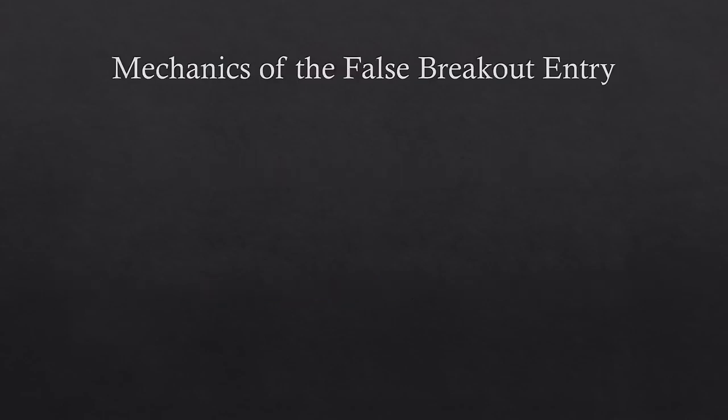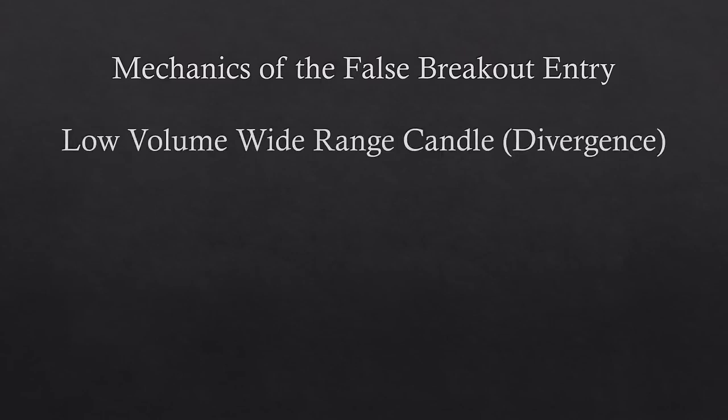Mechanics of the false breakout entry. In a false breakout, there will usually be a wide range candle, and in that context, we want to observe the different ways of analyzing effort and result, or volume and price. The first thing to pay attention to here is that a wide range candle in a false breakout should have low volume. That's a sign of divergence according to VSA, since wide range candles usually have high volume to confirm their direction. The second thing is to observe the subsequent shift.